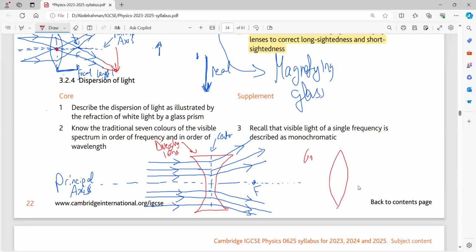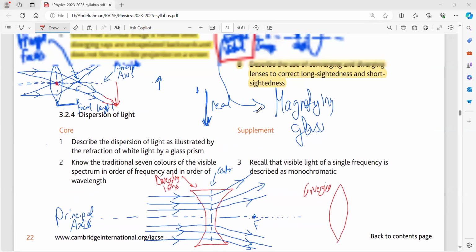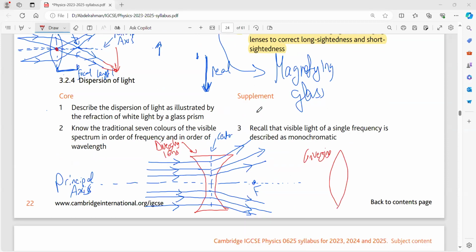Converging and diverging. Nice. Okay. I hope.